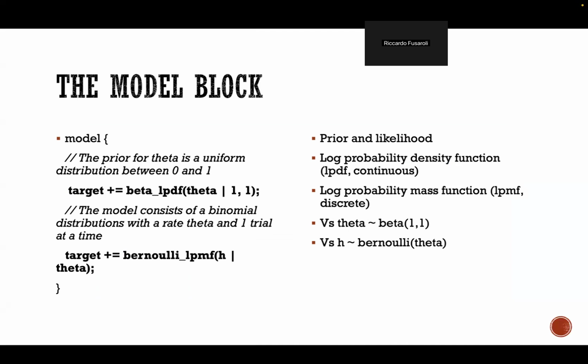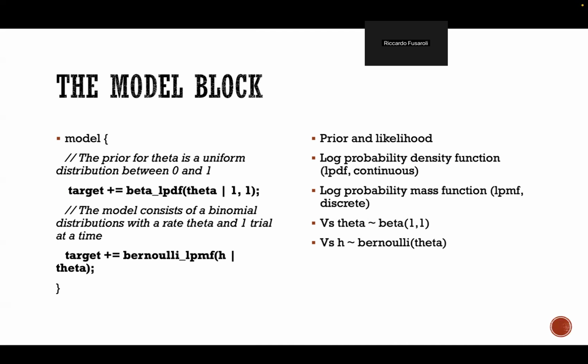A couple of years ago, we would have that H, our outcome was Bernoulli given theta, which made a lot of sense. Now we want to specify it as there is a log probability mass function given a certain sequence of ones and zeros called H and the rate of theta. Tell me how likely different values for theta are.